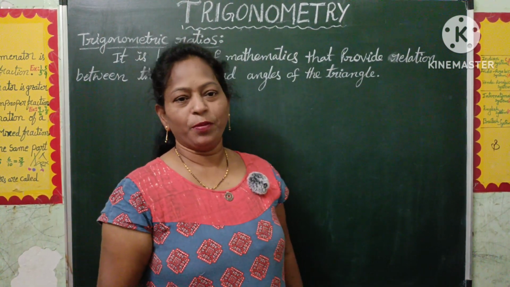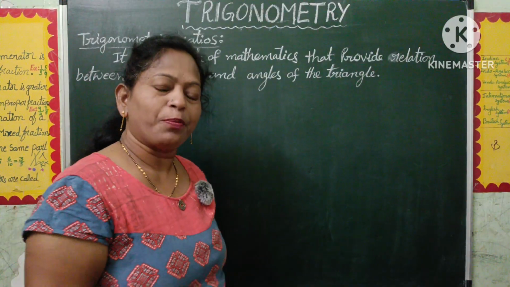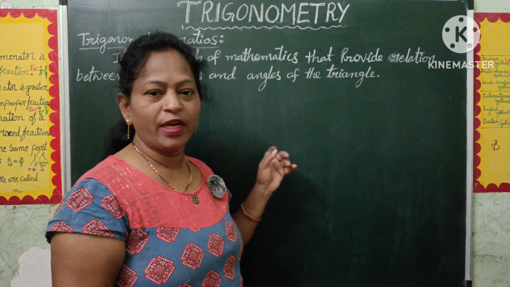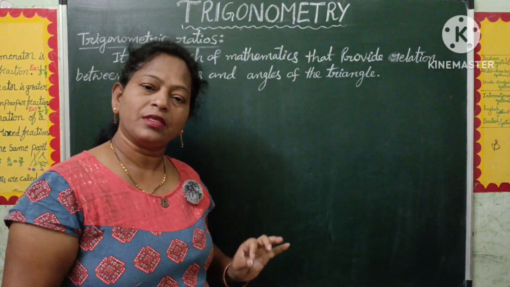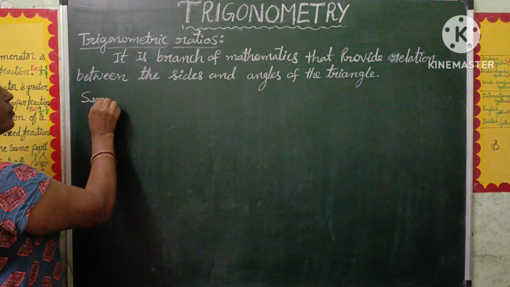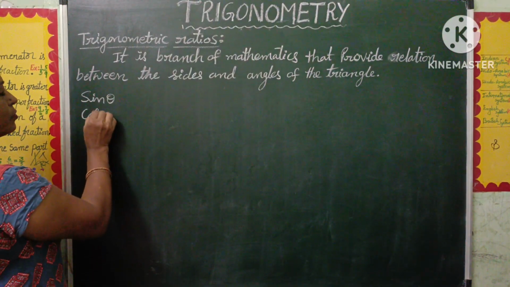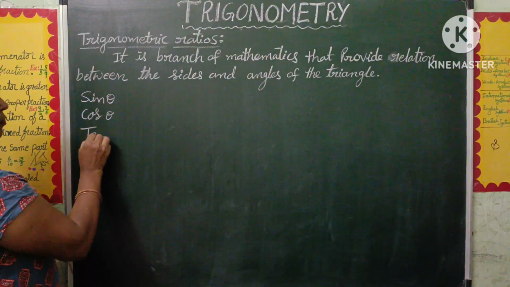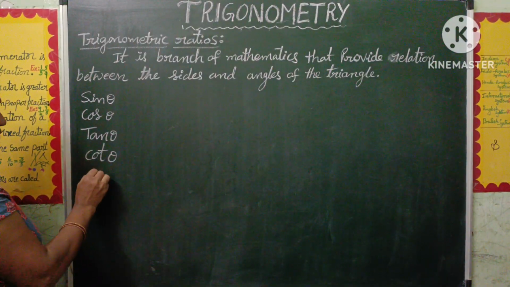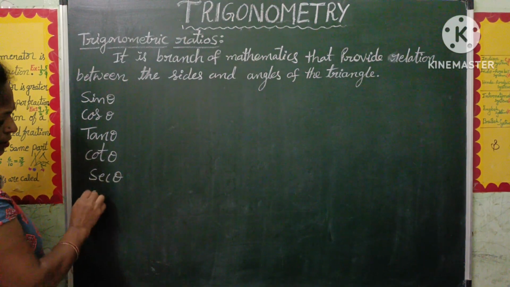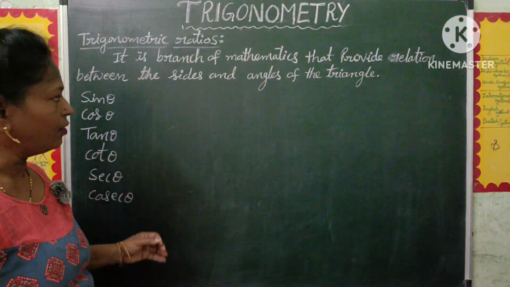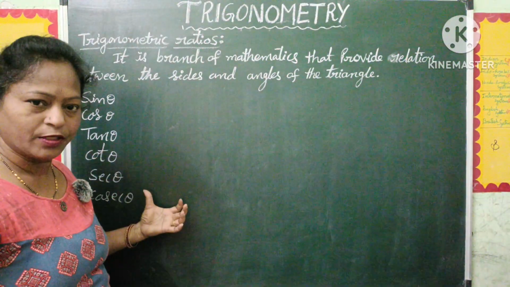Today's topic is trigonometric ratios. It is the branch of mathematics that provides the relation between the sides and angles of a triangle. We have 6 trigonometric ratios: sin theta, cos theta, tan theta, cot theta, secant theta, and cosecant theta. These are the 6 ratios we use in trigonometry.